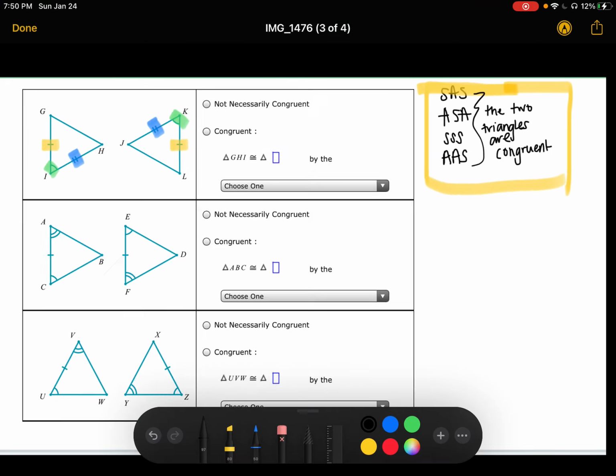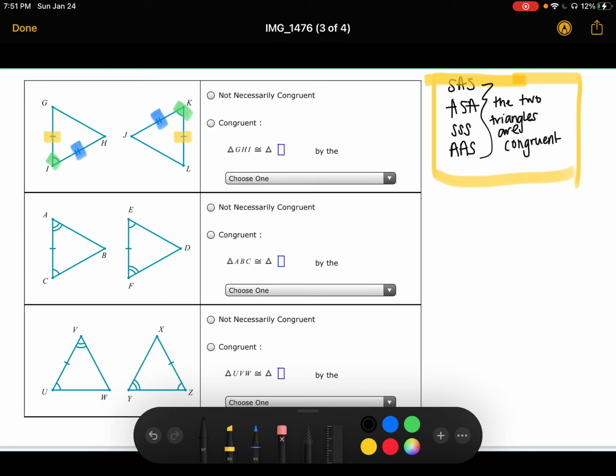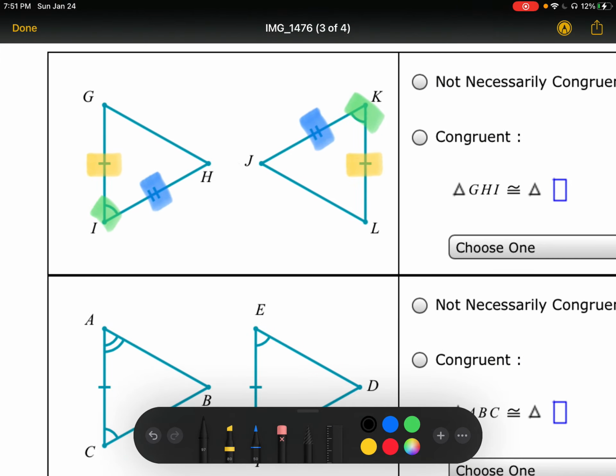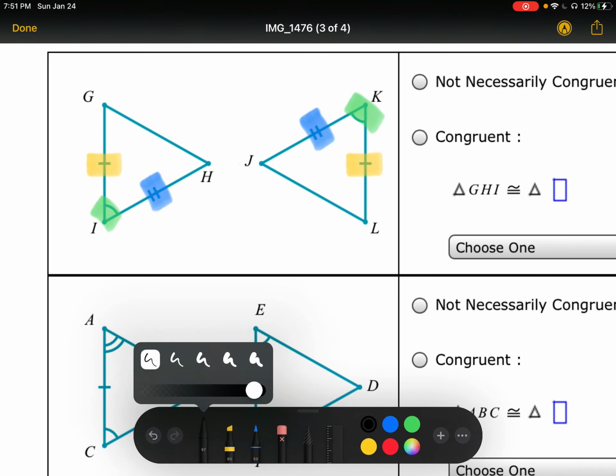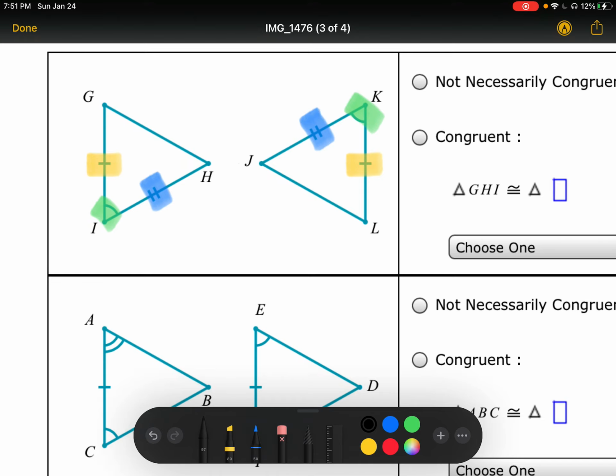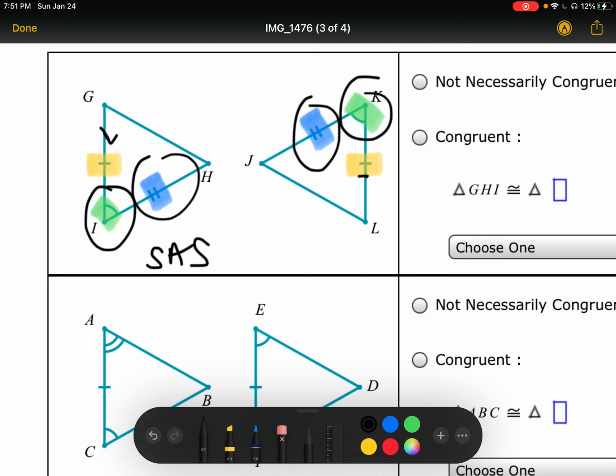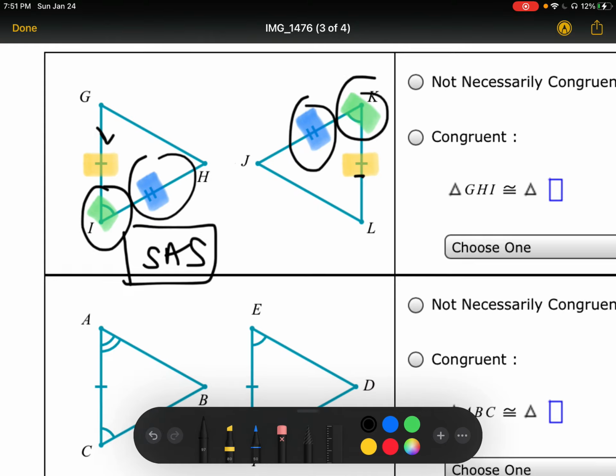All right, enough of the talking. I know you guys are like, get to it. But here we go. Side, angle, side, angle, side, angle, side, side, side, and angle, angle, side. What you're going to do is identify in what order this goes. So just start at one side, right? I'm going to start with my yellow side, and then I have an angle, the green angle, and then I have another side, okay? This, again, equals your side, angle, side postulate.